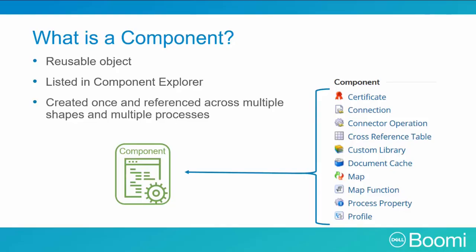Components are created once and referenced by the process shapes across many processes. This modular design simplifies maintenance because the configuration changes are made once and then instantly applied everywhere the component is referenced. In this class, we use a number of components: connectors, where each shape will have a connection and an operation component, profiles, and maps.